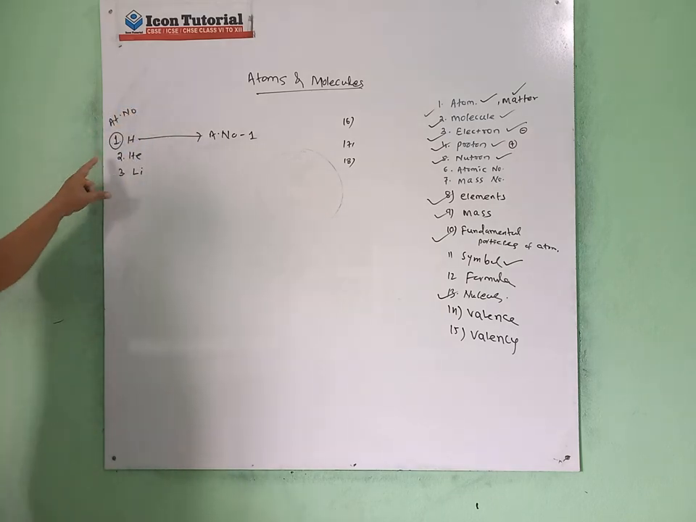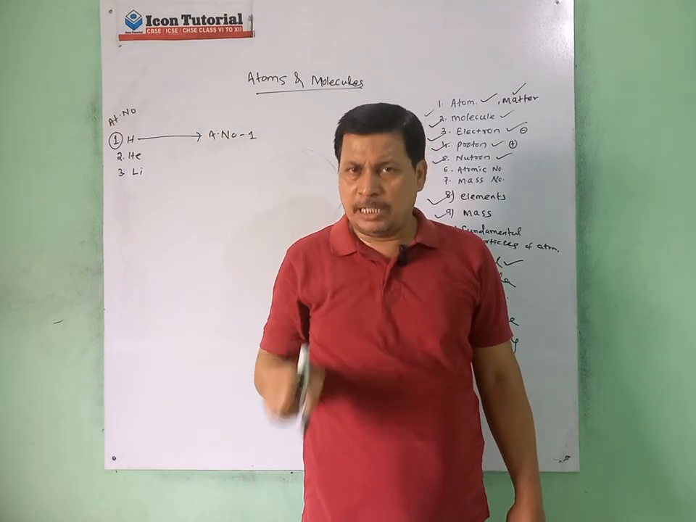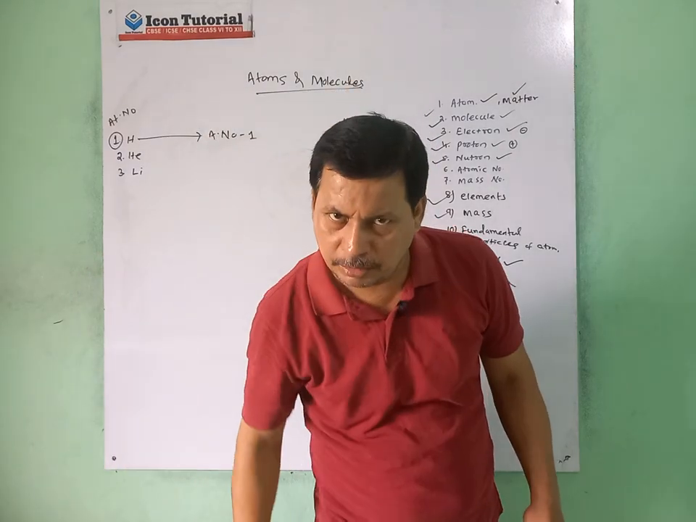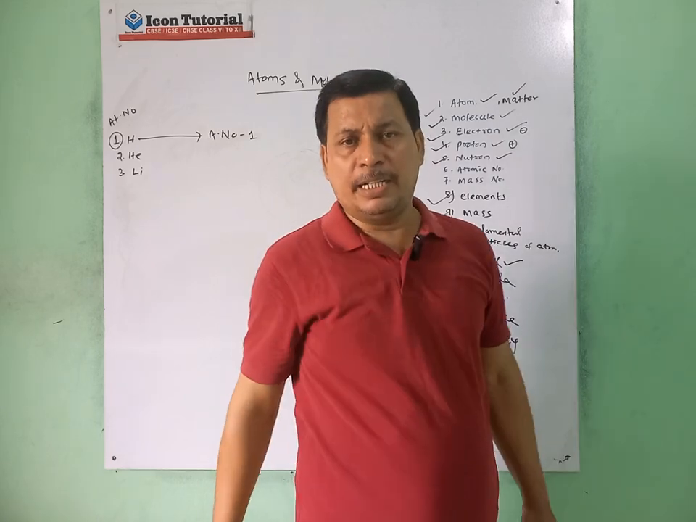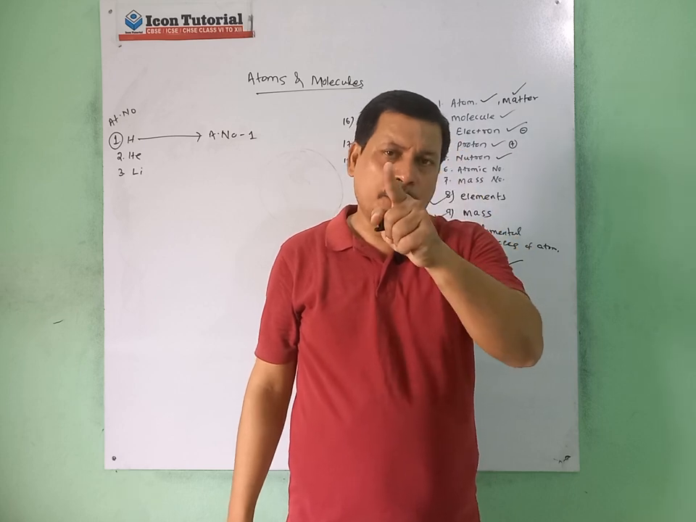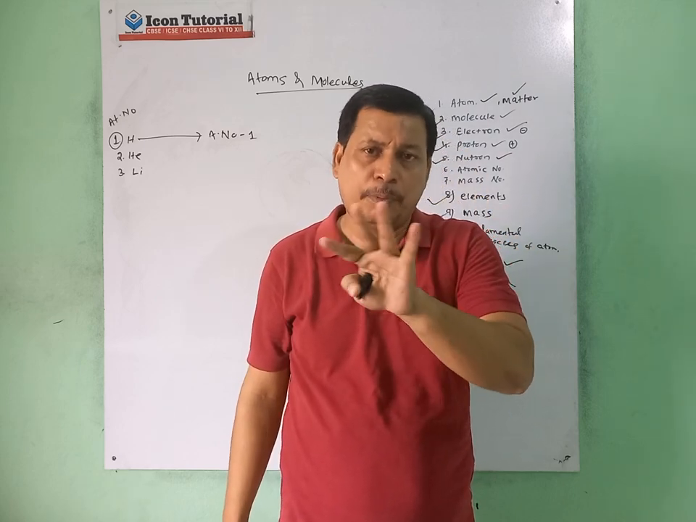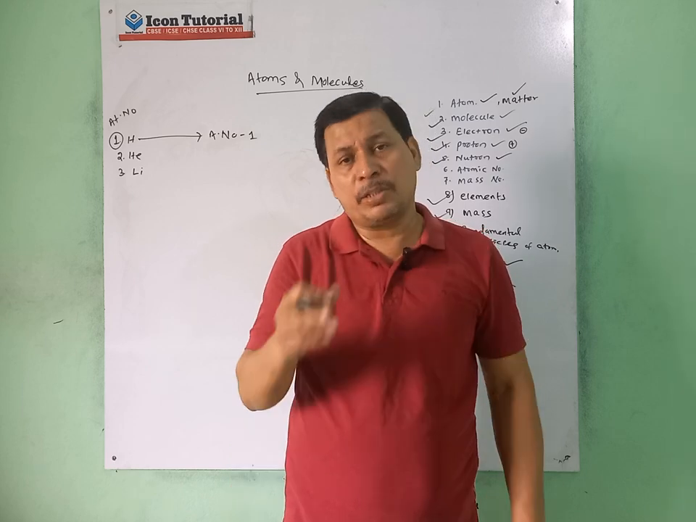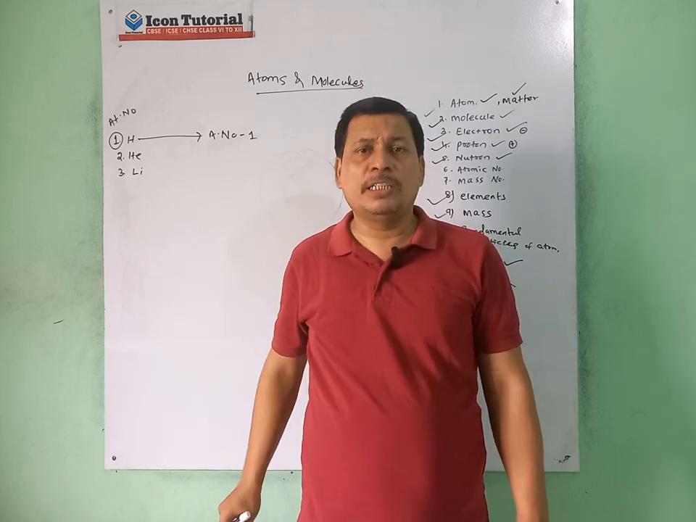So atomic number of hydrogen 1, helium 2, lithium 3, beryllium 4, boron 5, carbon 6, nitrogen 7, like that. This is the atomic number, the serial number. So atomic number of sodium 11, chlorine 17, like that. Okay, you remember all this.